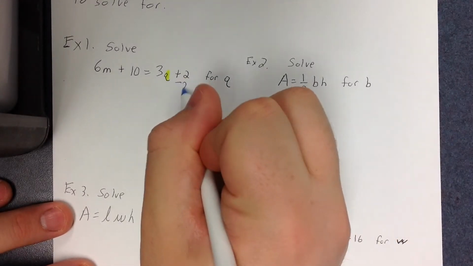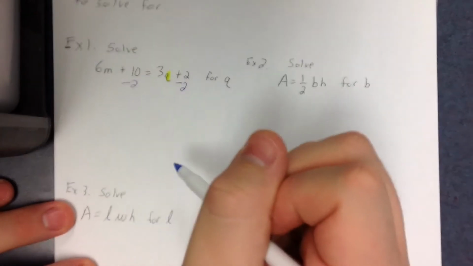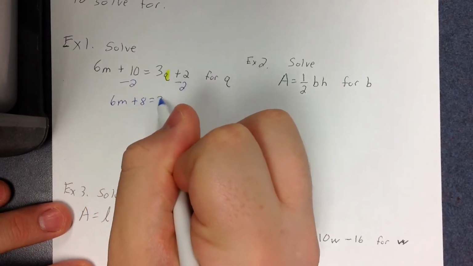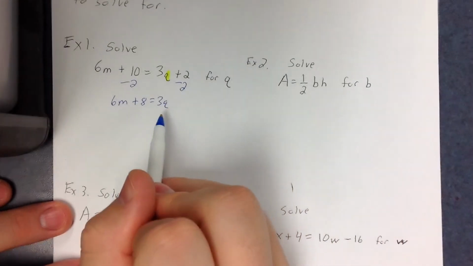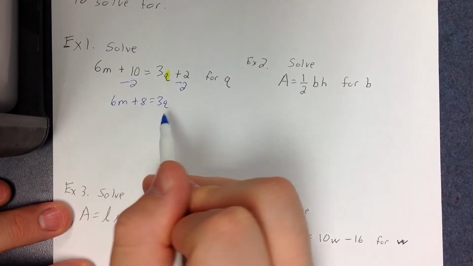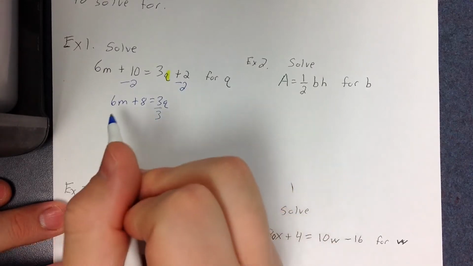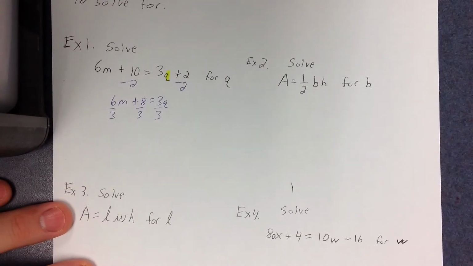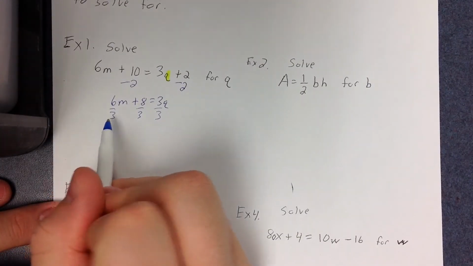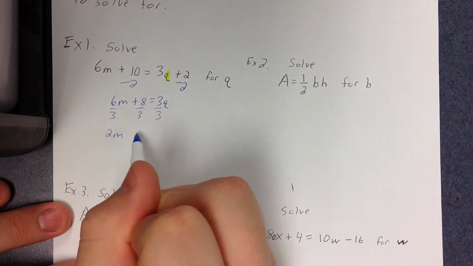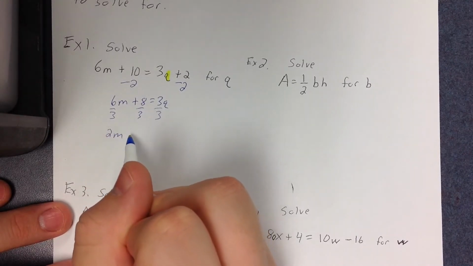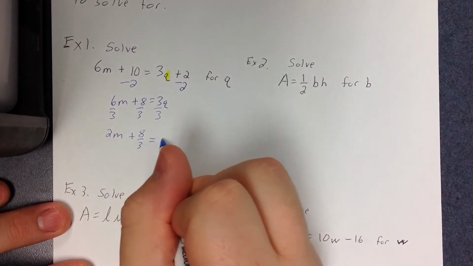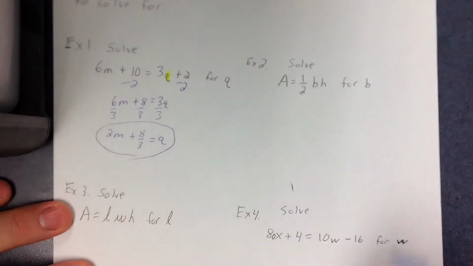So the opposite of plus 2 is to minus 2 from both sides, which gives me 6m plus 8 equals 3q. Again, the q is what I'm trying to get by itself, so it's being multiplied by 3, so that means I got to divide both sides by 3. Now on the left-hand side, I have to divide each of those by 3. So in this case, I can take 6 divided by 3, which gives me 2m. 8 over 3 doesn't divide out evenly, but it is reduced, so I can leave it as 8 over 3 equals q. And then we're done.